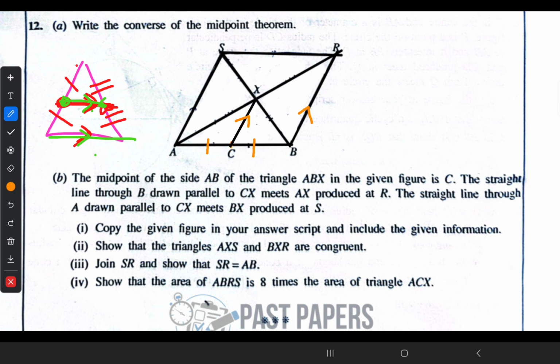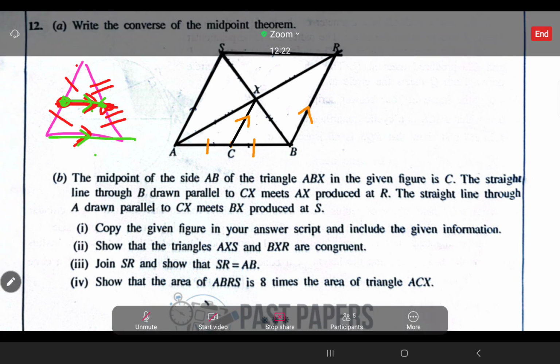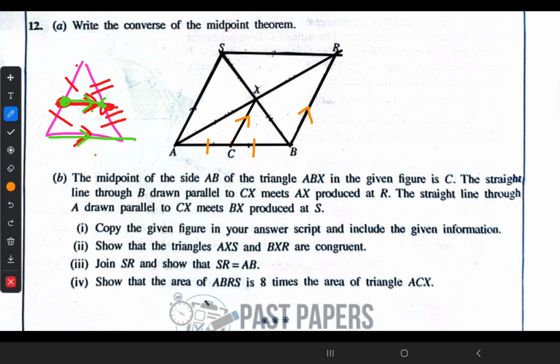That's the given data. Thereafter, the straight line through A drawn parallel to CX meets BX produced at S. Okay, produced at S. The straight line through A drawn parallel to CX meets BX produced at S. Okay. So here also the same thing is given. These two are also parallel. Okay, I'll repeat it again. This line CX is parallel to AS as well.